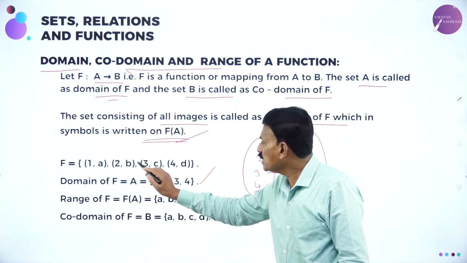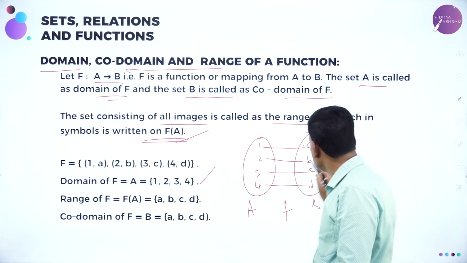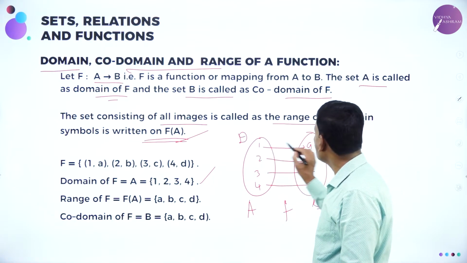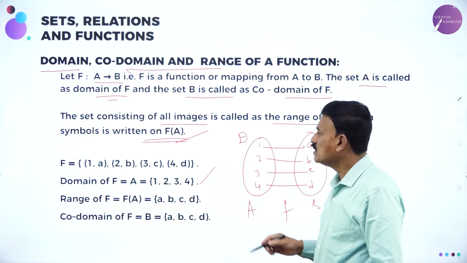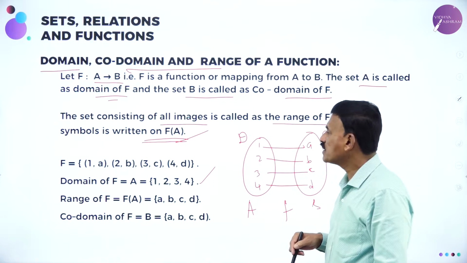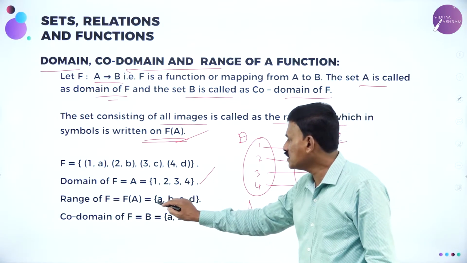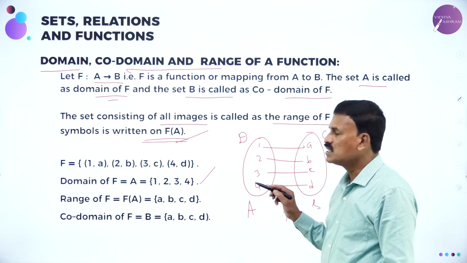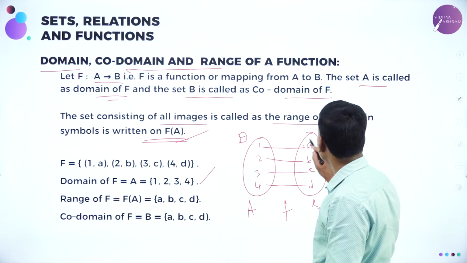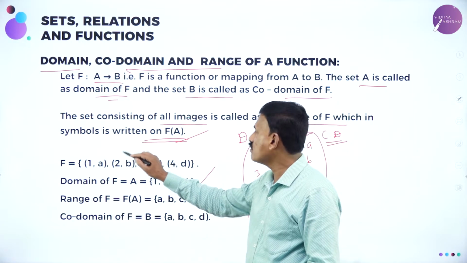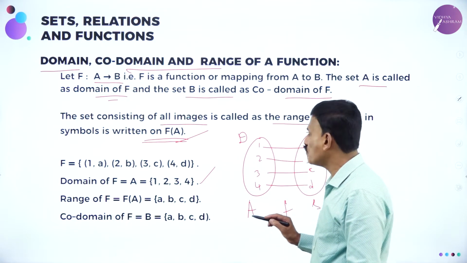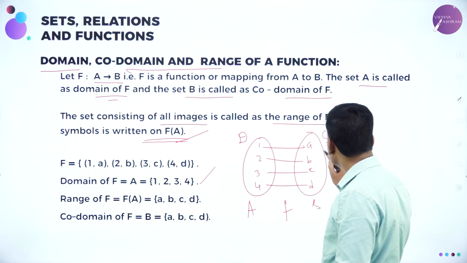That is nothing but a, b, c, d. This is called the codomain. This is domain and this is codomain. Further, the elements of the set B is called the codomain. Further, the range of f is nothing but the images. The images of f is called the range. So what is the range? A, B, C, D is called the range.